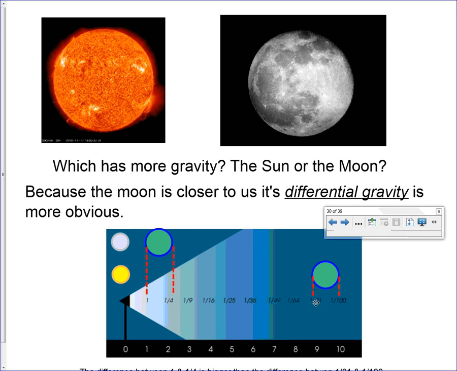And the difference between 1/81st and 1/100th is not as big of a difference as it is here. And that's what I mean by differential gravitation. The difference in gravity is much, much bigger because the moon is closer to us. So even though it has much less gravity, its gravitational suppression, the decrease in its intensity, is much bigger from one side of the Earth to the other.